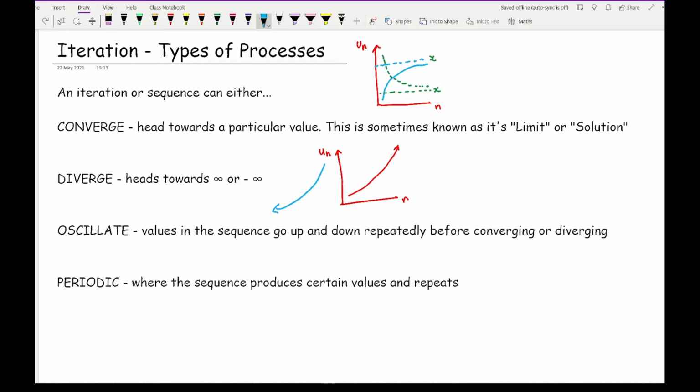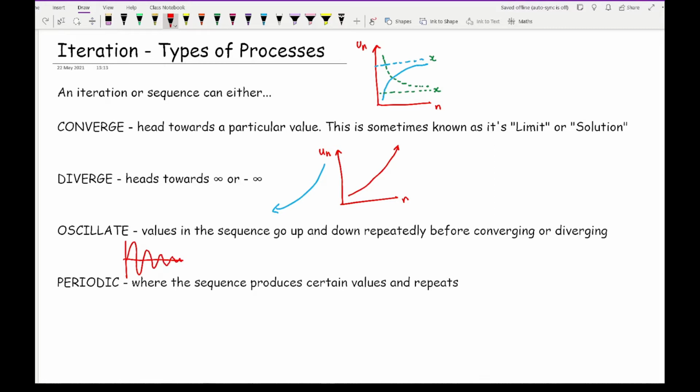Now oscillating, this is when values in the sequence go up and down repeatedly before converging or diverging. So the values aren't necessarily increasing, they're not necessarily decreasing, they go up, down, up, down. An example of a sequence that oscillates could go like this before it eventually simmers down to this. So it's a bit like when you flip a coin.